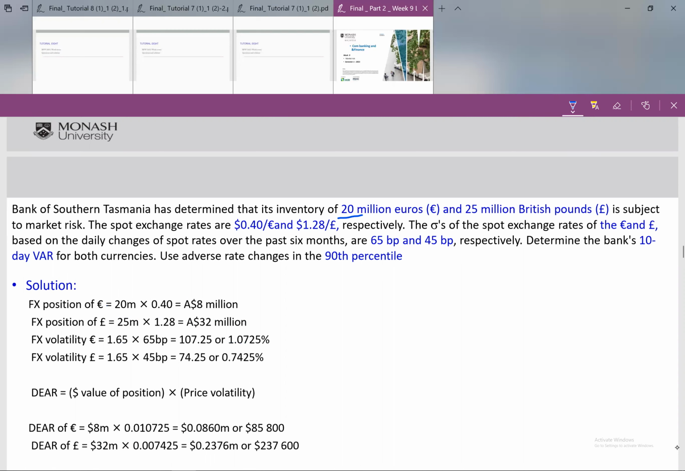So they have 20 million in euro, and they have 20 million in British pounds. They are subject to market risk because the exchange rate between the Australian dollar and those currencies can change. Now they look at the volatility of the exchange rate of the dollar to the euro. The price, the exchange rate, is this one first, and the standard deviation from the history for both of them is 65 basis points and 40 basis points, respectively. So they actually want to calculate the VAR, not just the DIR, which means we have to get the DIR first, using 90% confidence.